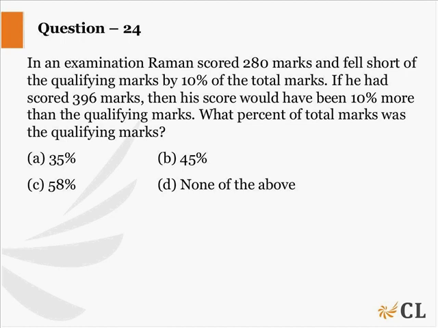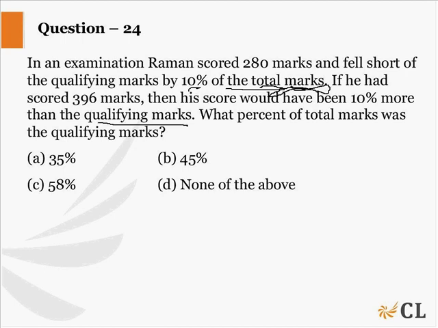Okay, so this is a slightly tricky question. The main point is in the question that in an examination, Raman scored 280 marks, fell short of qualifying marks by 10% of total marks. So one important point is, this is the total marks, okay? So the base of this percentage, 10%, is total. In the second one, it says if he had scored 396 marks, his score would have been 10% more than the qualifying marks. Right. So the two bases are different. That's why this becomes a tricky question. Otherwise, the question was easy. The two percentages would have been on the same basis.